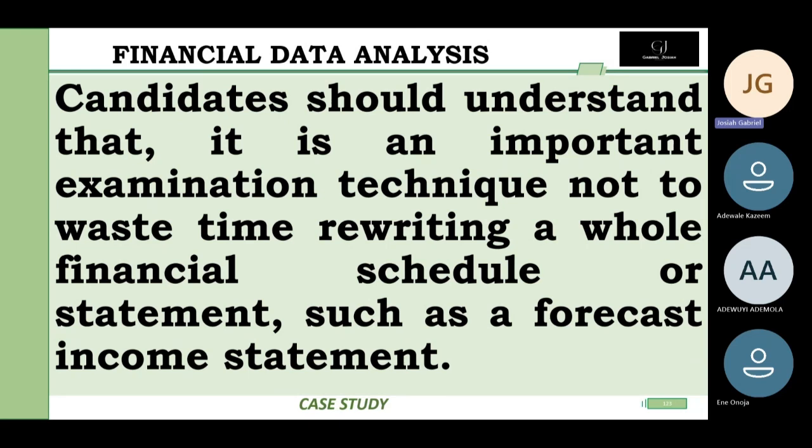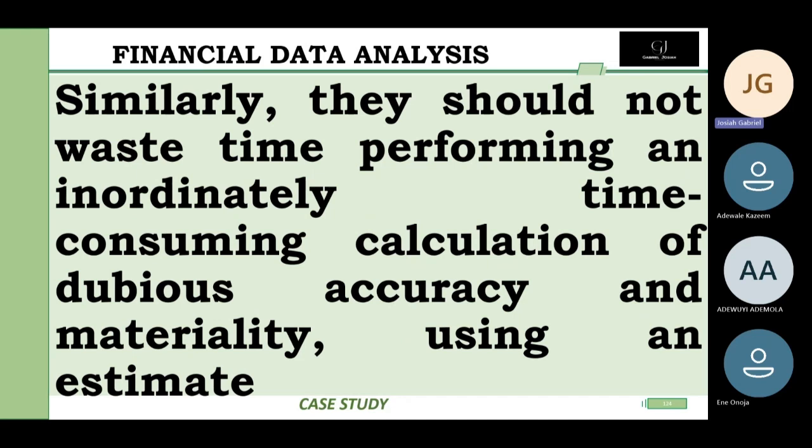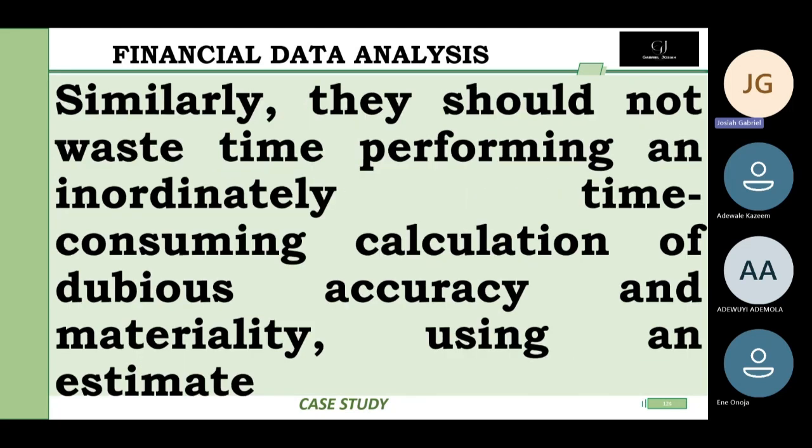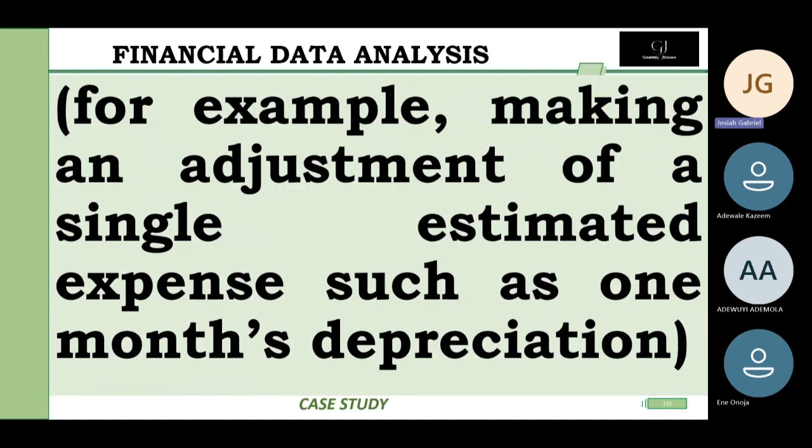Like forecasting a financial income statement. If you provided the schedule in your appendix, it's just to interpret what you've calculated. So there shouldn't be wasting time in performing inordinately time-consuming calculations of dubious accuracy and materiality using an estimate. For example, making an adjustment of a single estimated expense, like 1 month's depreciation, is immaterial and could waste your time. If it's a 1 year depreciation, okay, you could have an issue with computing that in the appendix, but then be very fast in your computation is what you are saying.